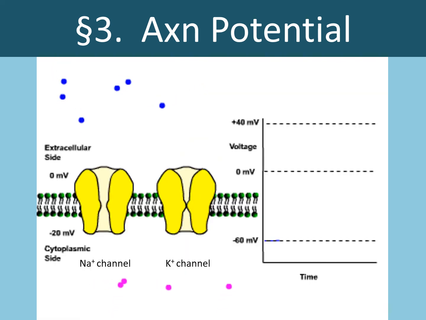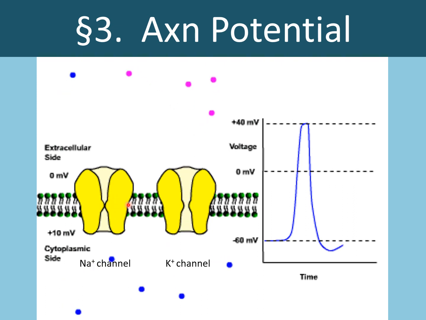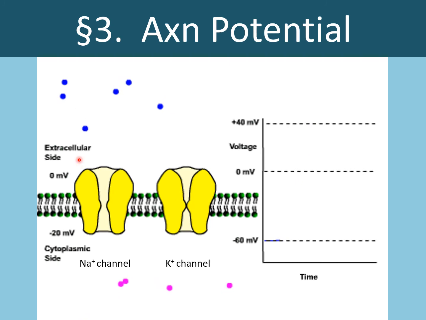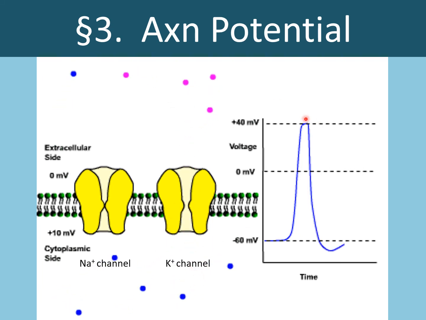This is an animation depicting an action potential. This horizontal line is the membrane of a neuron, and in that membrane you have your two types of channels, the sodium and potassium channels. The sodium channel opens, allows sodium to flow in, and the inside becomes positive. The potassium channel opens, allows potassium to leave, and the inside becomes negative.